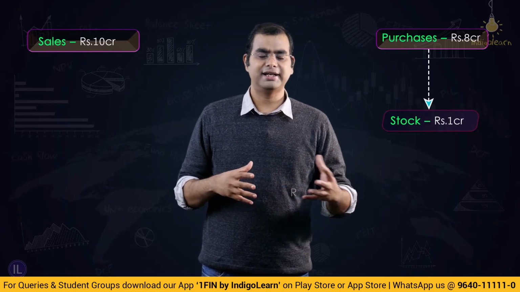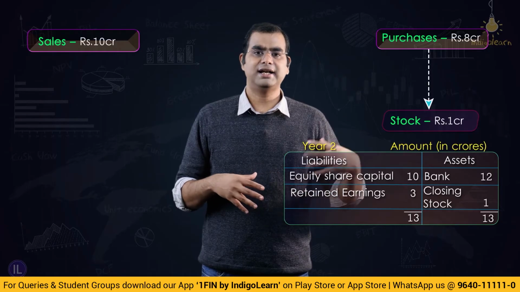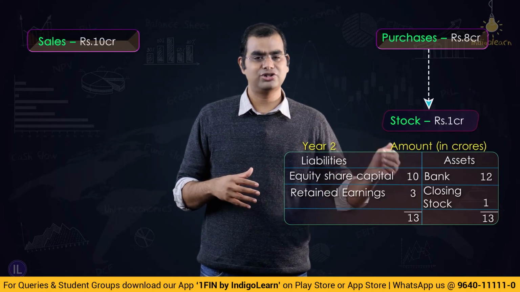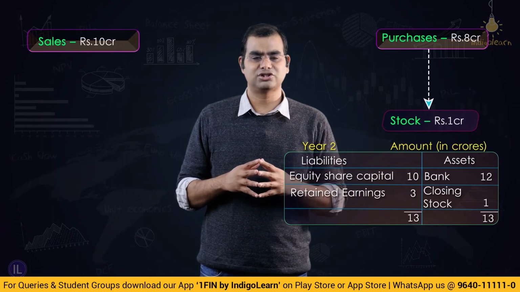Just take the same example. Recollect earlier, we said that if, let us say, there is no stock, 8 crores you purchased, 10 crores you sold, you got 2 crores profit. Now, out of the same 8 crores, you sold goods worth only 7, you sold it for 10 and you got 3 as profit, and you have 1 extra as stock lying with you. So in your balance sheet, you showed 13 on the liability side, and 13 on the asset side, in which 12 is cash and 1 is stock.